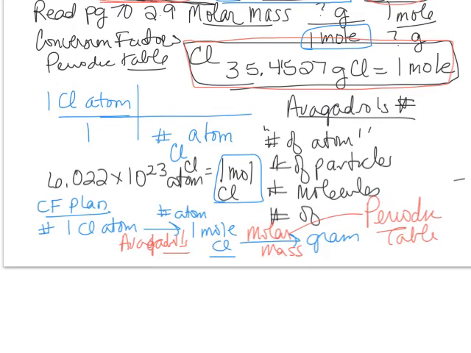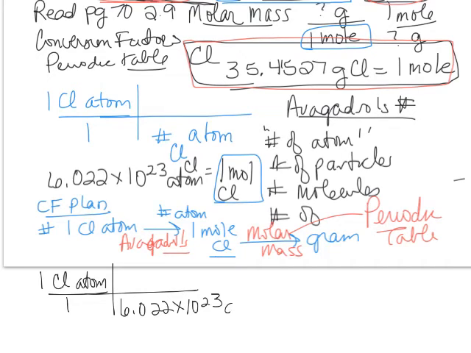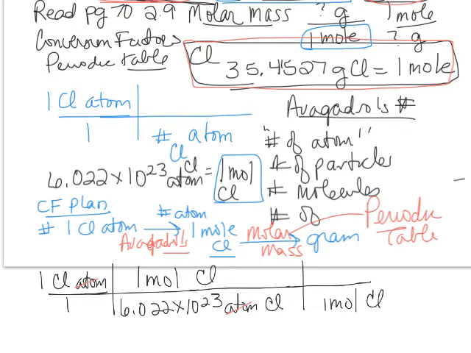So I'm going to copy what we originally started with, our given, 1 chlorine atom over 1. And then we're going to have Avogadro's number, which is 6.022 times 10 to the 23rd atoms, because that's the number of chlorine in 1 mole of chlorine. And so those are going to cancel out, atom and atom. And then we're going to put mole of chlorine. This is molar mass.